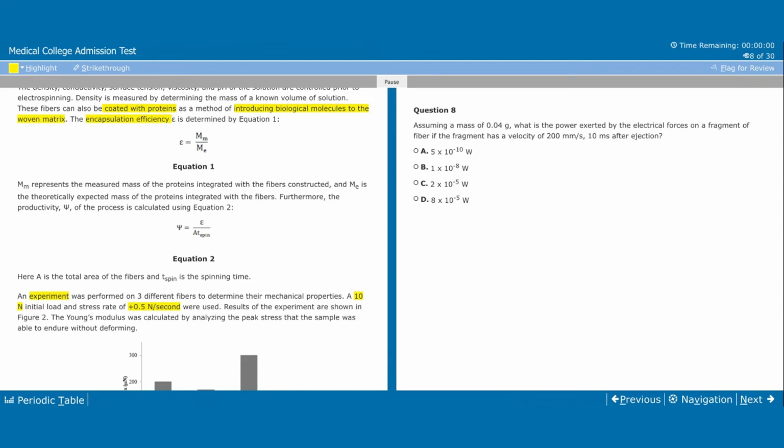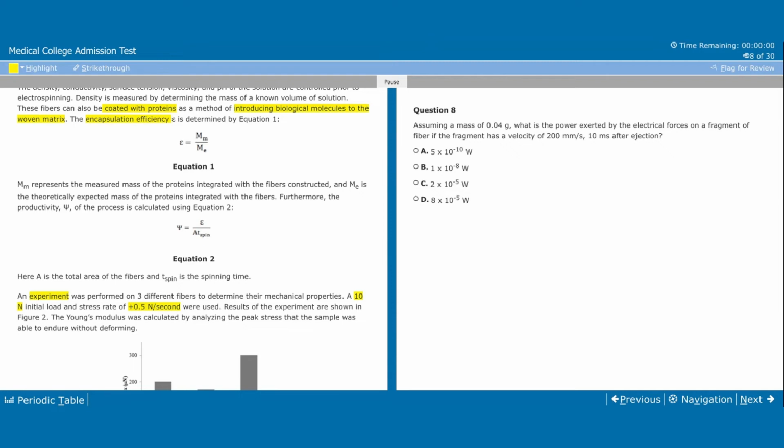The way we'd calculate it here is the formula for kinetic energy is 1/2 mv squared, where m is the mass of the object and v is its velocity. So in this case, its mass would be 0.04 grams. Its velocity would be 200 millimeters per second, which, once we convert that to meters, is 200 times 10 to the negative 3 meters per second, and we'd have to square that.